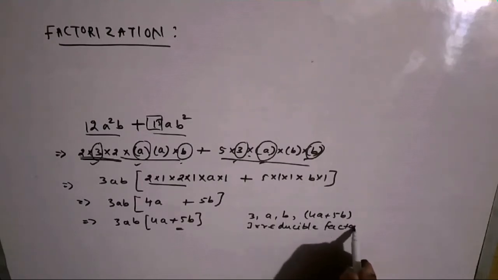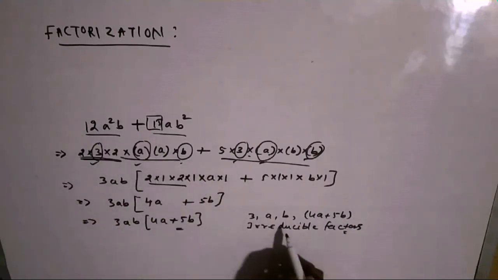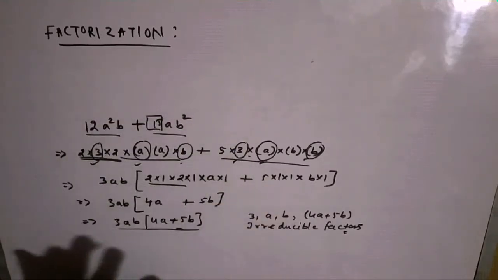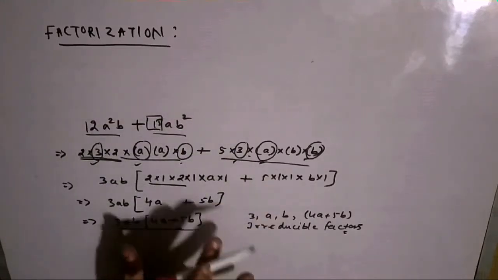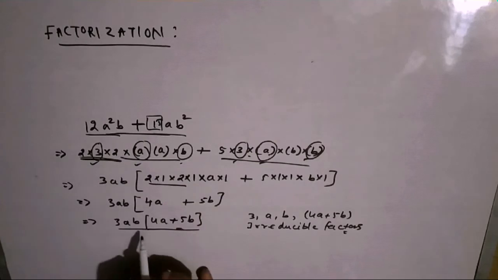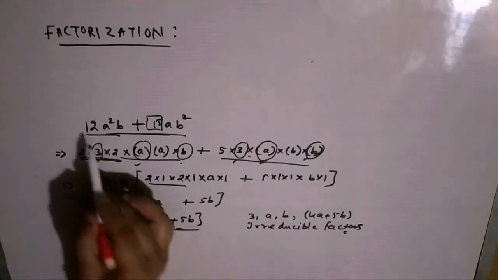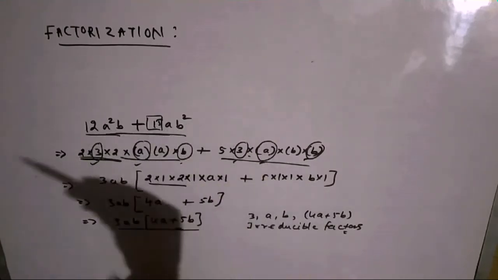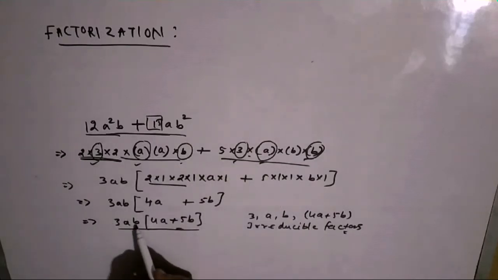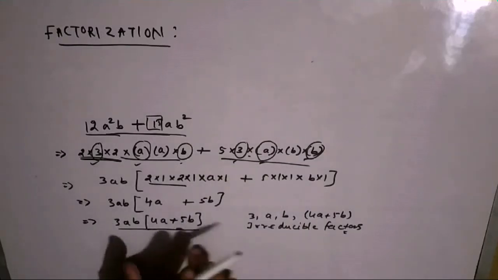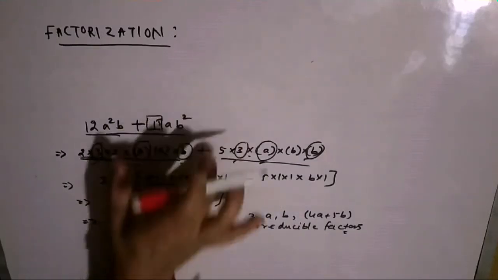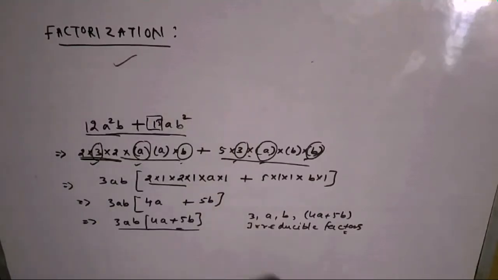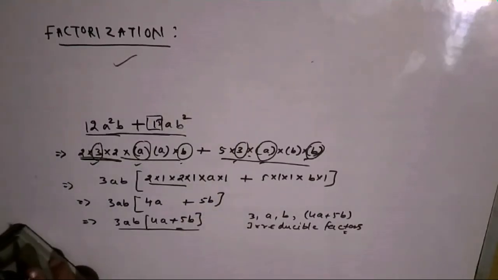And because we have written this, this is called the factorization. This is the process in which we can write the expression in terms of irreducible factors, because we have written 12a square b plus 15ab square as a product of 3, a, b, and 4a plus 5b. So these are the irreducible factors of this. So this process is basically the factorization, okay, simple.